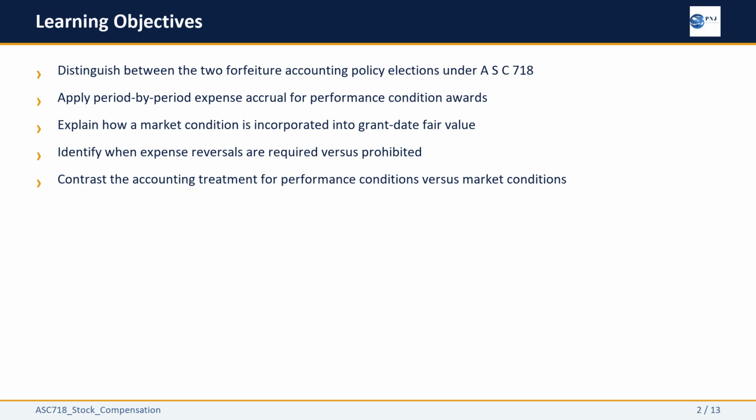By the end of this section, you will be able to distinguish between the two forfeiture accounting policy elections allowed under ASC 718, apply the period-by-period accrual model for performance condition awards, explain how a market condition is incorporated into grant date fair value, identify when expense reversals are required versus prohibited, and contrast the very different accounting treatments for performance conditions and market conditions.